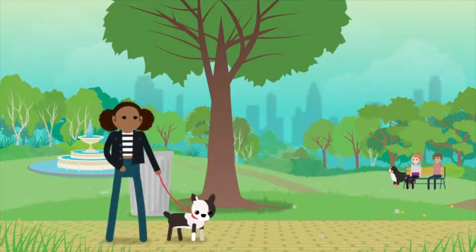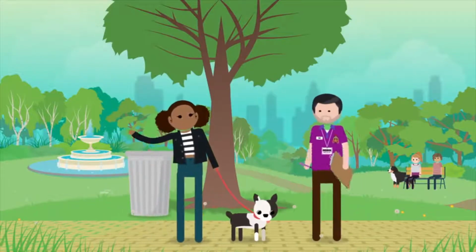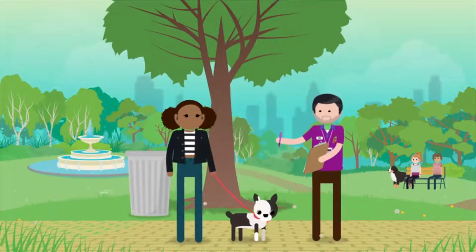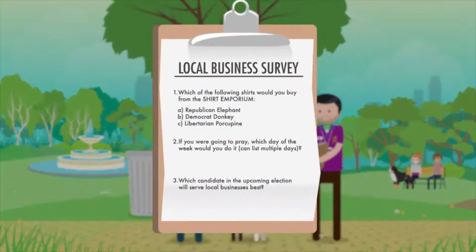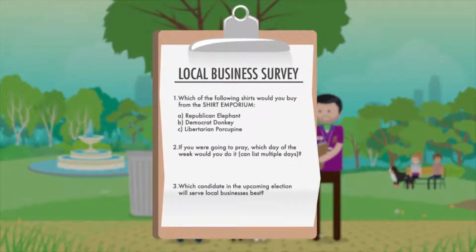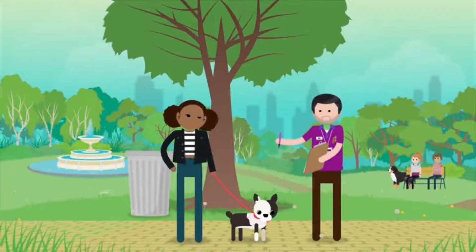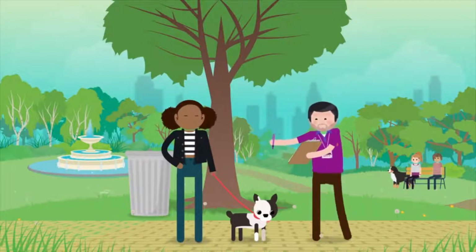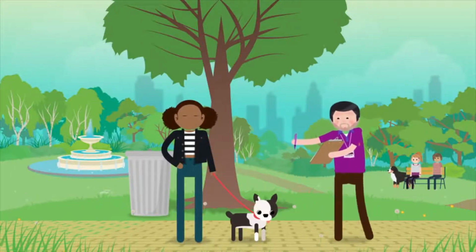Say you're walking your dog in a local park and someone approaches you and asks you to take a survey on local businesses in your town. When you look at the questions, you notice none of them are about local businesses. Instead, you find yourself answering questions about your politics and religious beliefs. Unless the surveyor was lying to you about their purposes, this is not a very good survey. It's also not a very good lie.